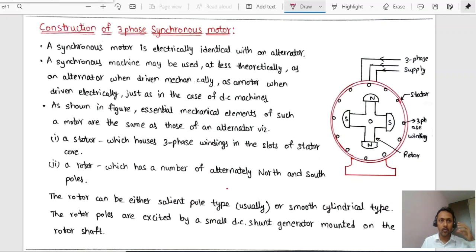In this video, we are going to discuss the construction of the three-phase synchronous motor. We will see its diagram and the different components present in a synchronous motor, right?